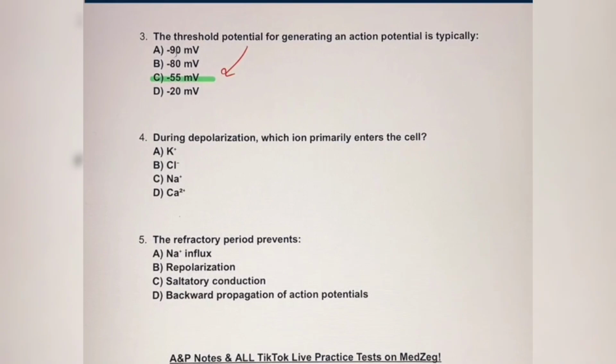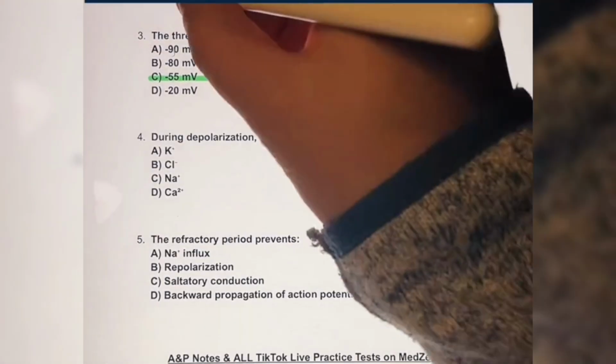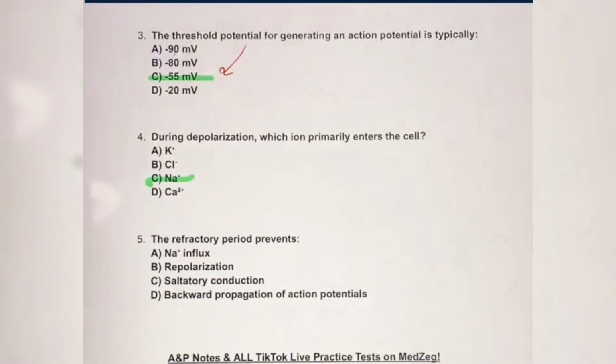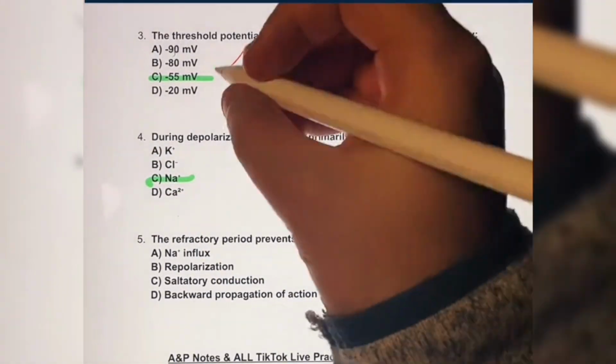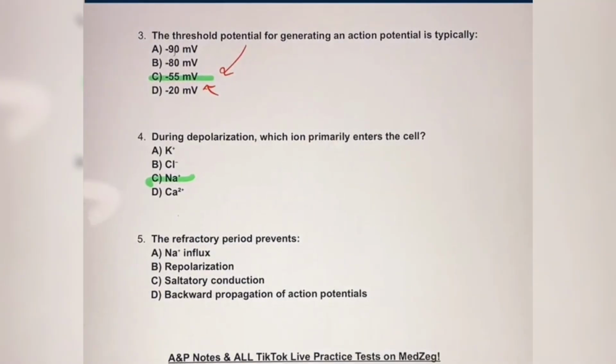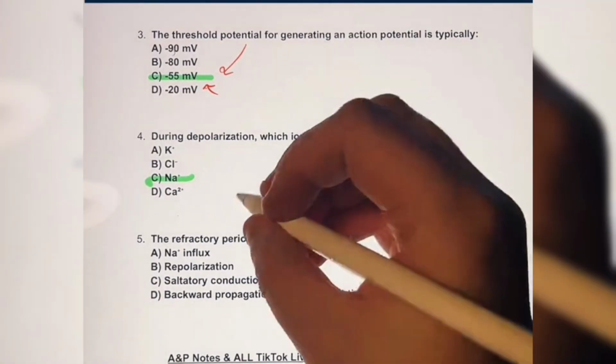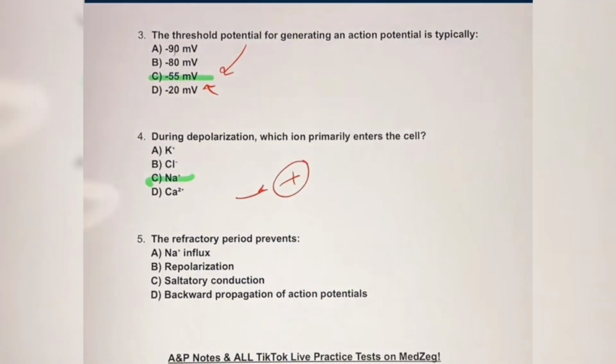Number 4, during depolarization, which ion primarily enters the cell? A, B, C, or D? What do we think? The answer is C. It is sodium. Once we hit our threshold potential, our sodium voltage-gated channels open. Sodium rushes into the cell, making the cell more positive.